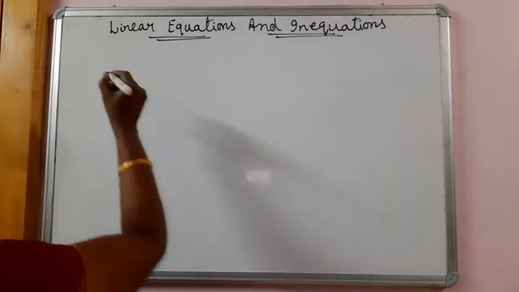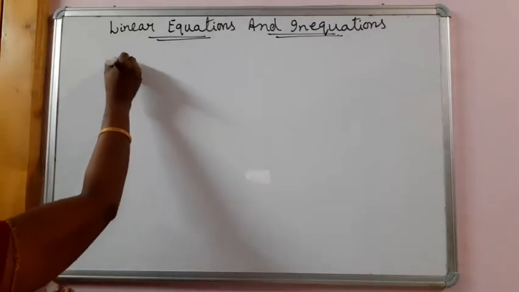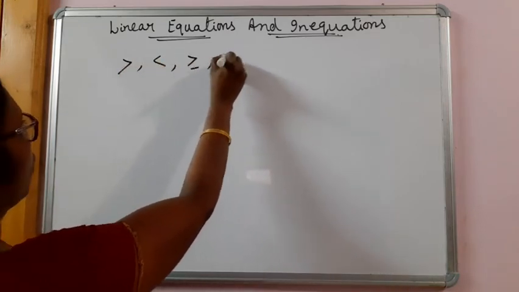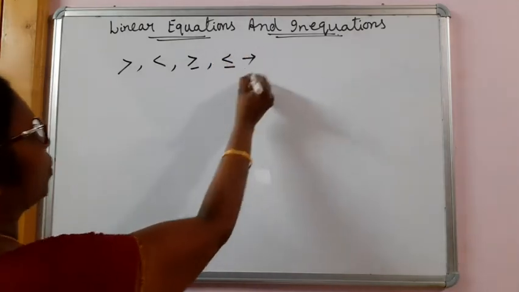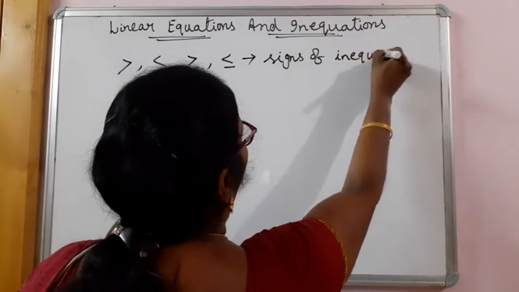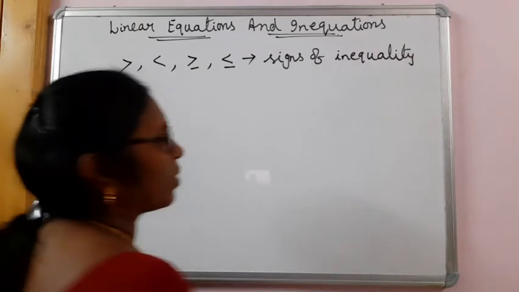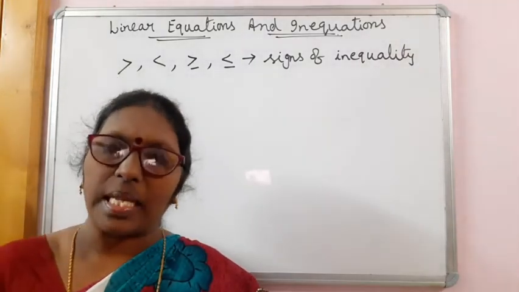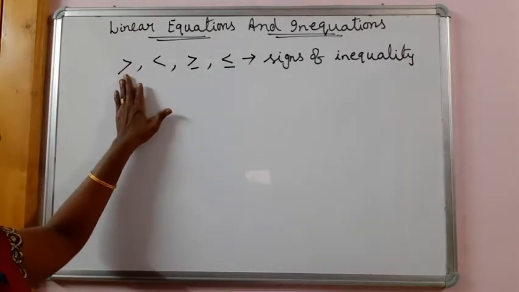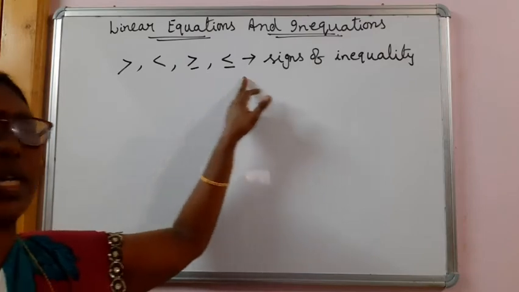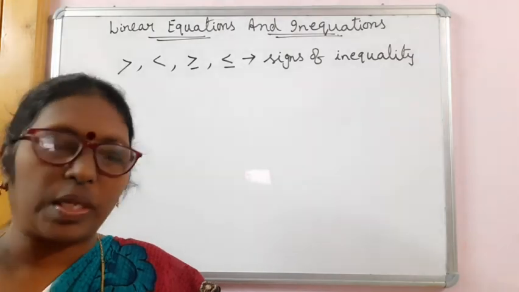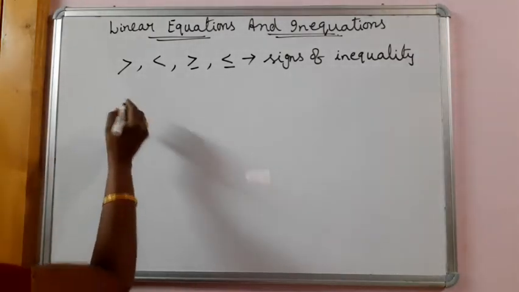So, linear inequations: greater than, smaller than, greater than or equal to, smaller than or equal to, these are the signs of inequality. Equation means something is equal to something, equal to sign. But inequality means greater than, less than, greater than or equal to, or less than or equal to. These are the signs of inequality. Okay? Let me give you some examples of inequalities.